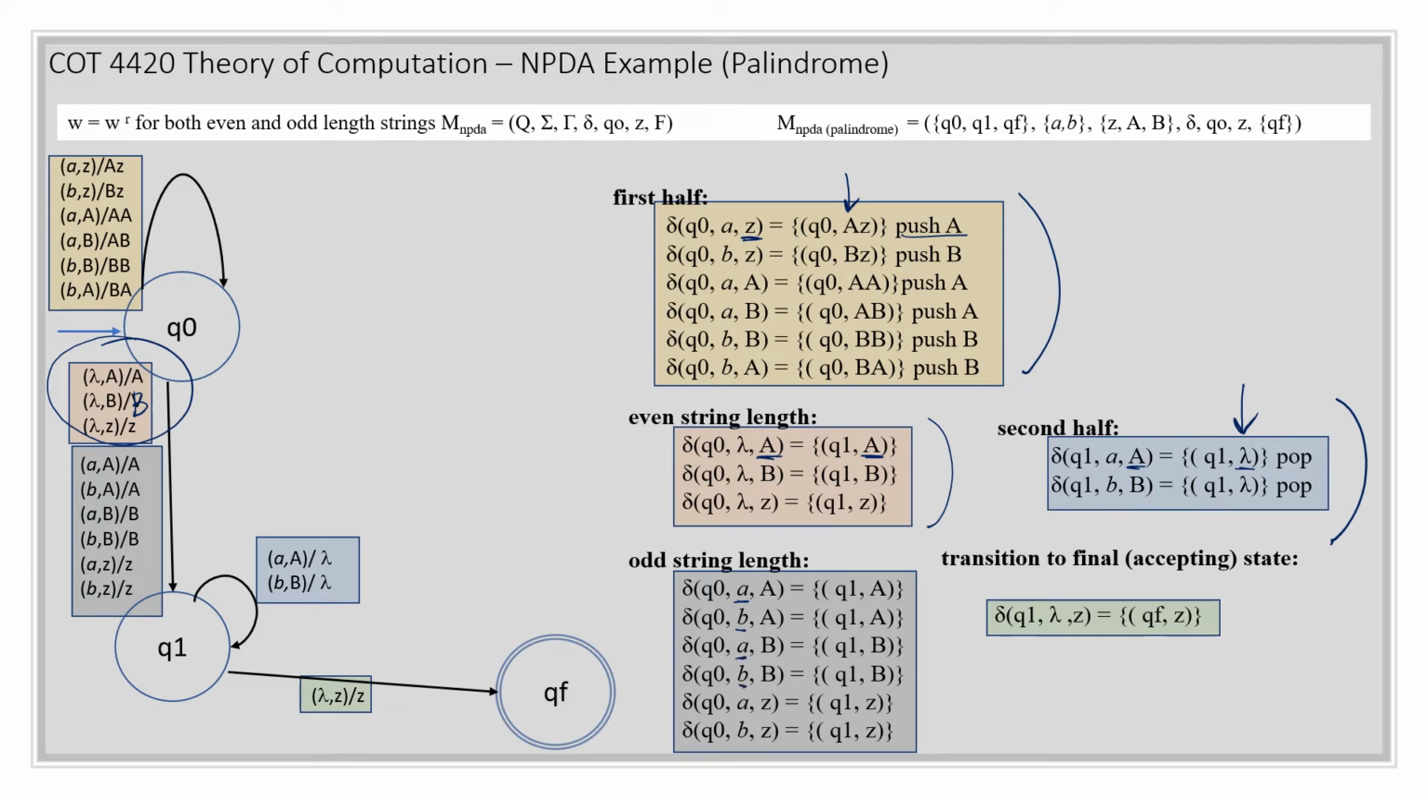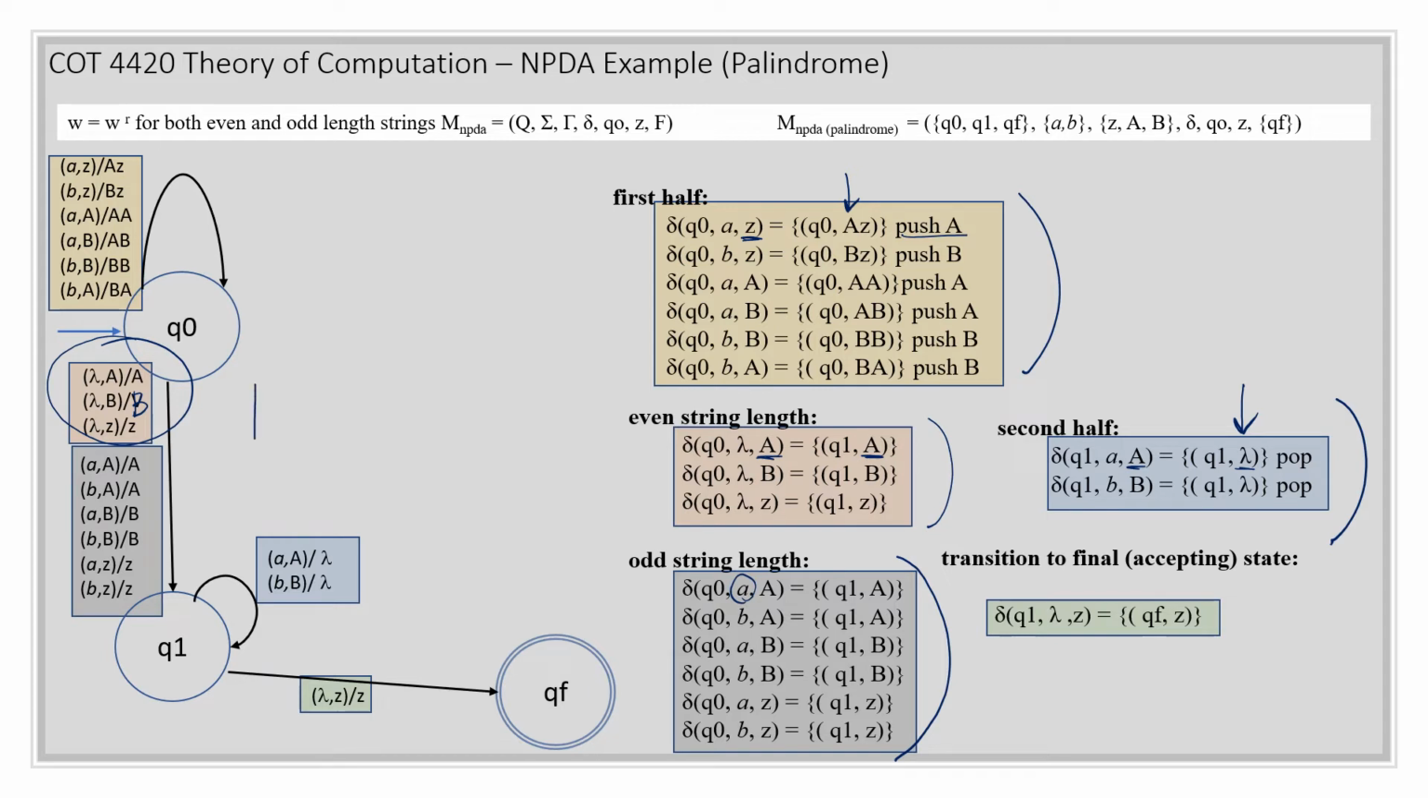So again, you need to have all of the transitions defined, all 6: an A with an A on top, a B with an A on top, an A with a B on top, a B with a B on top, an A with a Z on top, a B with a Z on top. So you're just defining all 6 transitions, and you need to consume the middle symbol.